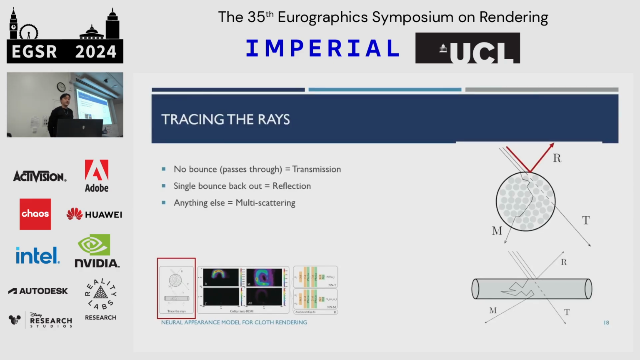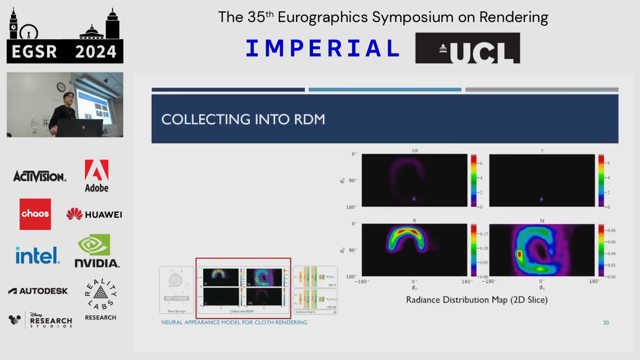That is the reflection component. Anything else is a multi-scattering component. So that forms the three components of our implementation: the R, the T, and the N. As you can see, those data can be collected into an RDM, a radiance distribution map.